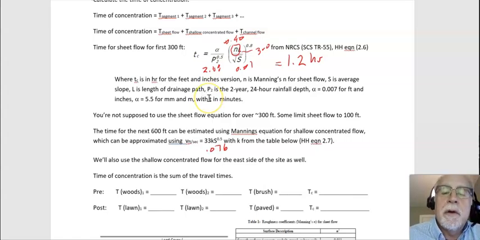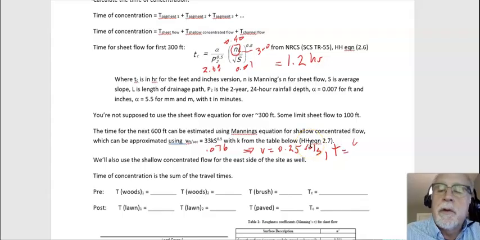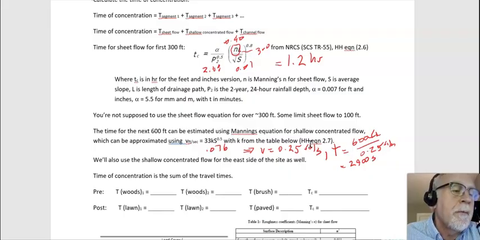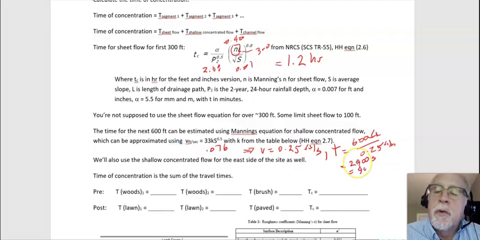If I plug that in, the velocity equals 0.25 feet per second. So 300 feet with the sheet flow, then 600 feet with the shallow concentrated flow over 0.25 feet per second equals 2,400 seconds, which equals 40 minutes, or 2/3 of an hour.